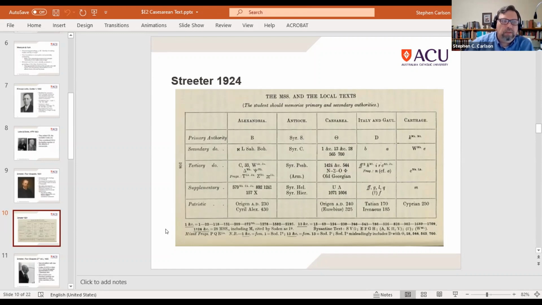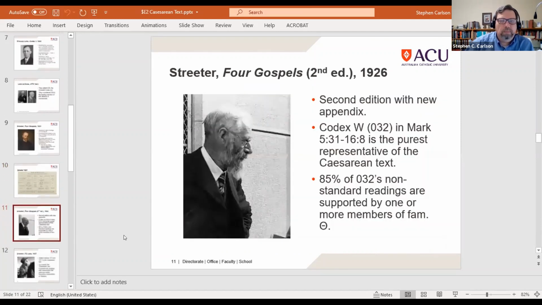So he ties the Caesarean text with his theory of local texts, and he thinks it's a local text of the city of Caesarea in Palestine. Eventually we'll move away from that theory, but that's what he said.